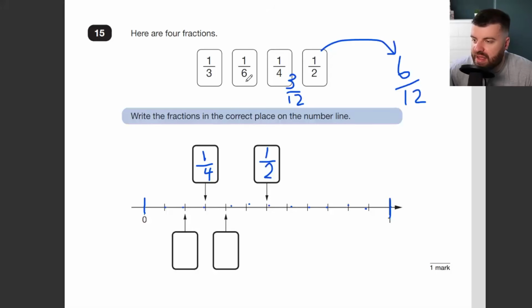Next up, 1/6. How do I change 6 into 12ths? I multiply it by 2. Do the same to the top. 2 12ths. So 2 along, I'm going to put 1/6. You get the idea. 1, 2. This is 1/6. And finally, 1/3.